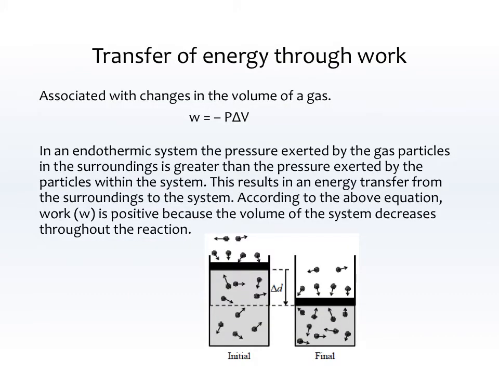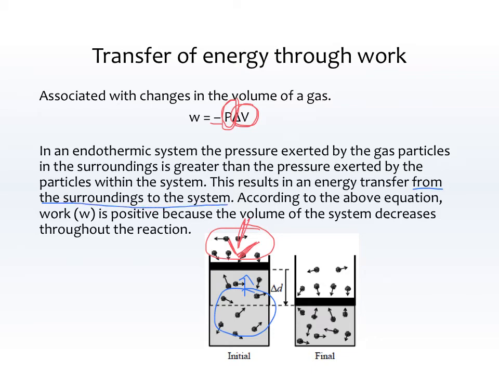So we just said that work is associated with changes in the volume of gas. So specifically, the formula for that is W equals negative P, the external pressure, times delta V, which is the change in volume. So if you had an endothermic system, and in your pictures, this is the one on the left at the bottom, the pressure exerted by the gas particles in the surroundings is greater than the pressure exerted by the particles within the system. So these particles are essentially putting way more pressure down, and these particles are putting much less pressure up. This results in an energy transfer from the surroundings to the system.